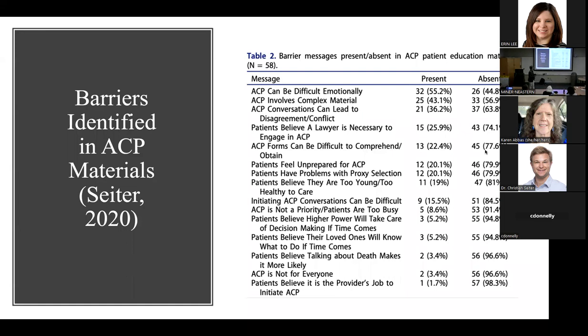So basically, the barriers that I identified in this literature: it can be a difficult emotional topic, most certainly. It can be a very complex thing to understand. Disagreement, intra-family conflict. Some people believe you need a lawyer in order to do it, and they perceive that as perhaps a socioeconomic barrier, right? Often they feel unprepared to have these conversations. They don't know who to choose. Initiating conversations can be a significant barrier, not just having them. How do you actually start these conversations? Sometimes that's just the most difficult part for people.